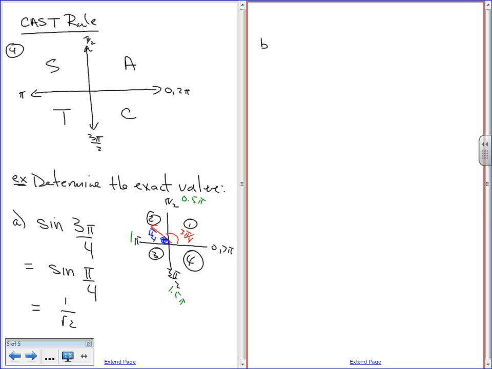Okay, so let's try this one. It is essential that you're able to answer questions like this. The cosine of 7 pi over 6. So in order to answer it, you need to figure out what quadrant that angle's in, then figure out the related angle, then use the CAST rule, and then use your special triangles. Those 4 things are the most important thing in this guide.